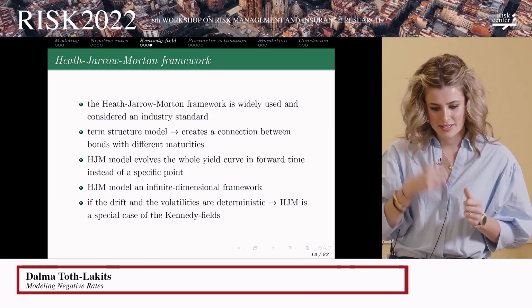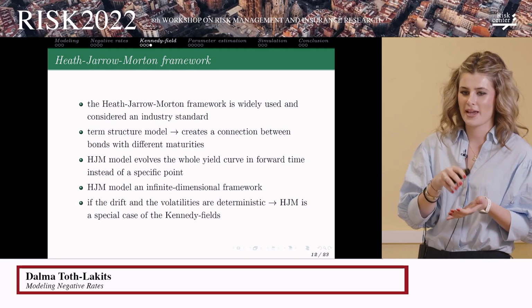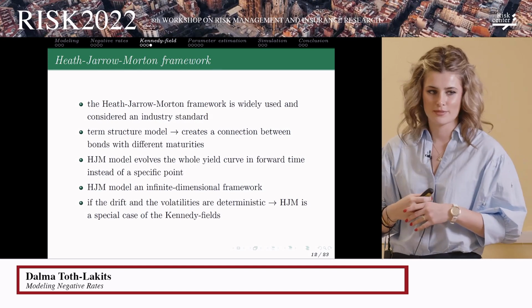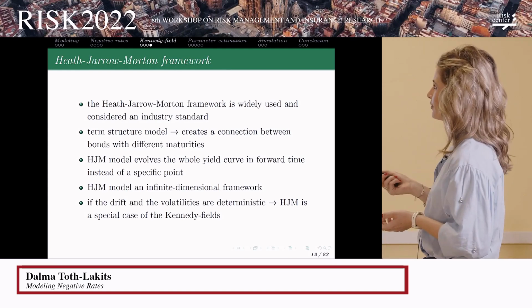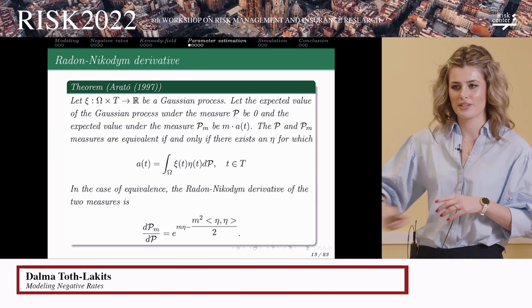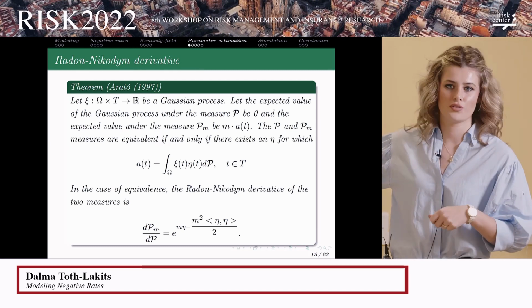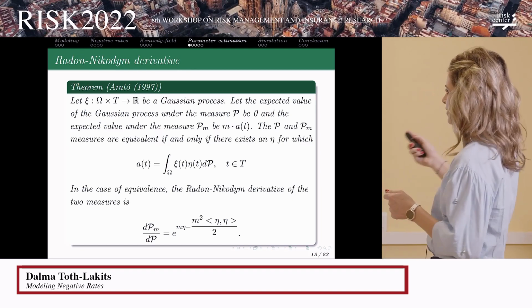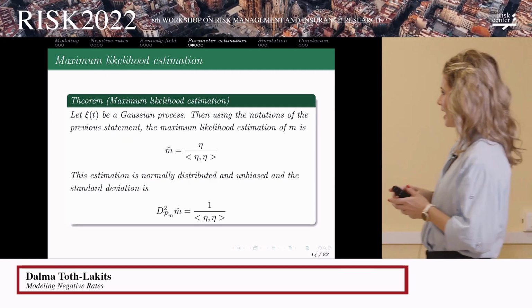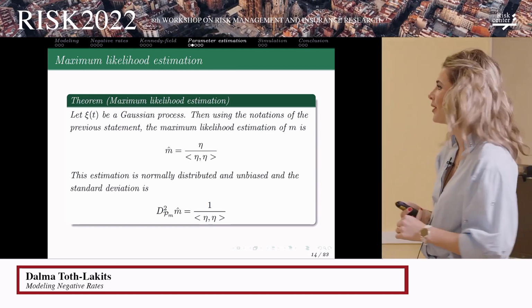The interesting thing is, if we choose the drift and the volatility deterministic, then we get back the Heath-Jarrow-Morton framework from this whole Kennedy field thing. So it's basically more general than the Heath-Jarrow-Morton framework. There are some theorems from my supervisor, but I don't really have time to talk about them. So we did a change of the measure to price financial assets, and with the help of the Radon-Nikodym derivative, we can also get to the maximum likelihood estimation, which is right there. If you are interested, you can look it up, but I don't really have time to go into details.